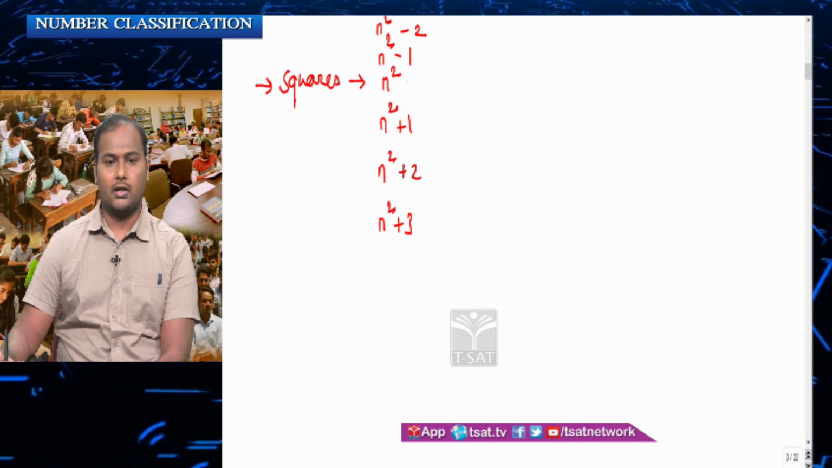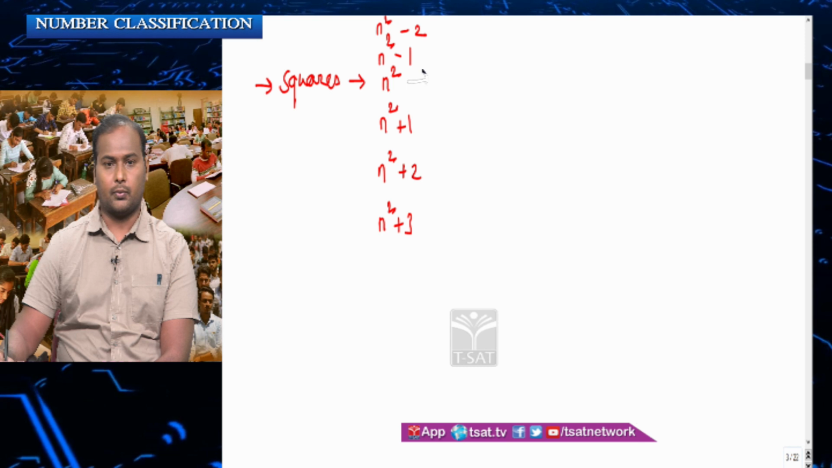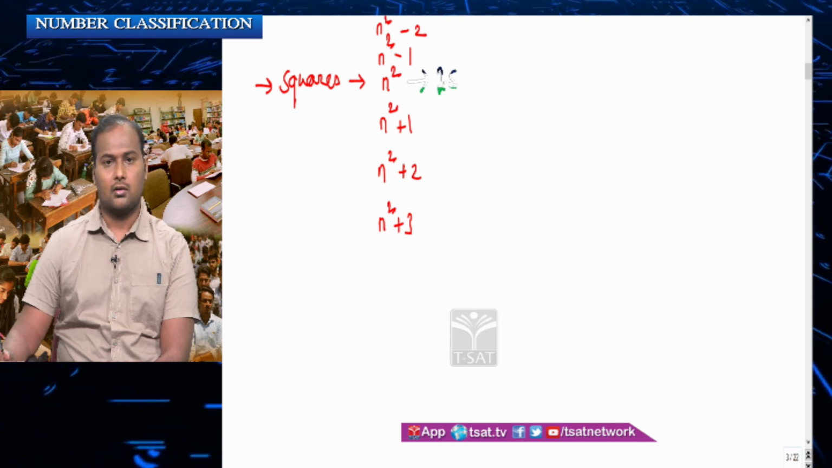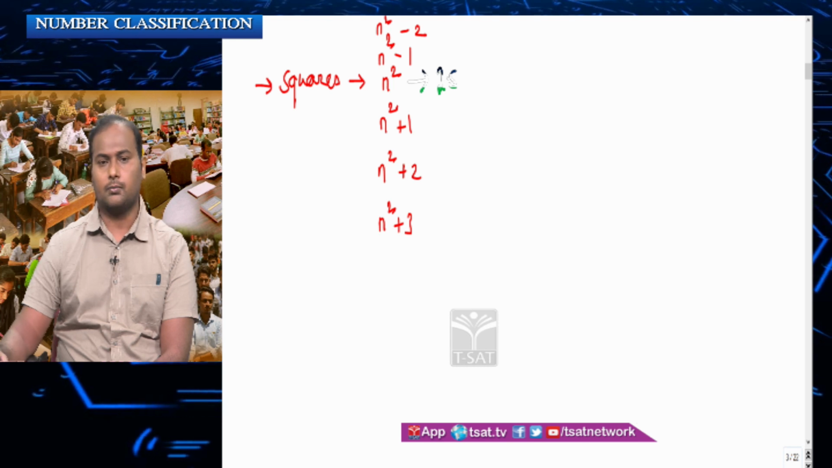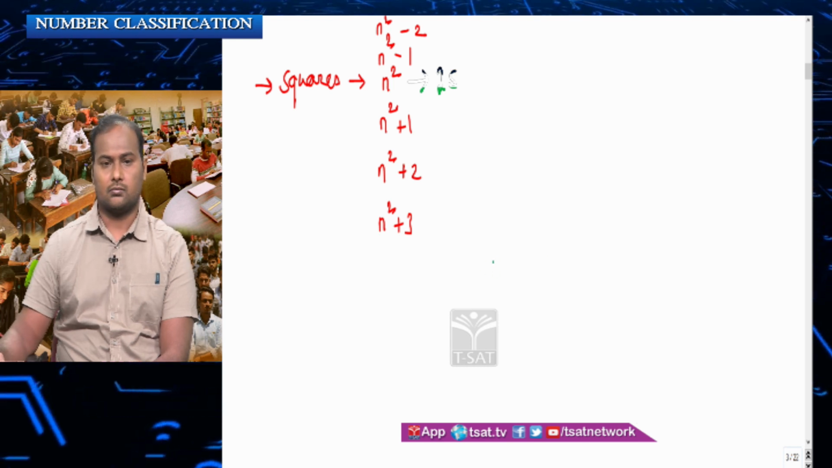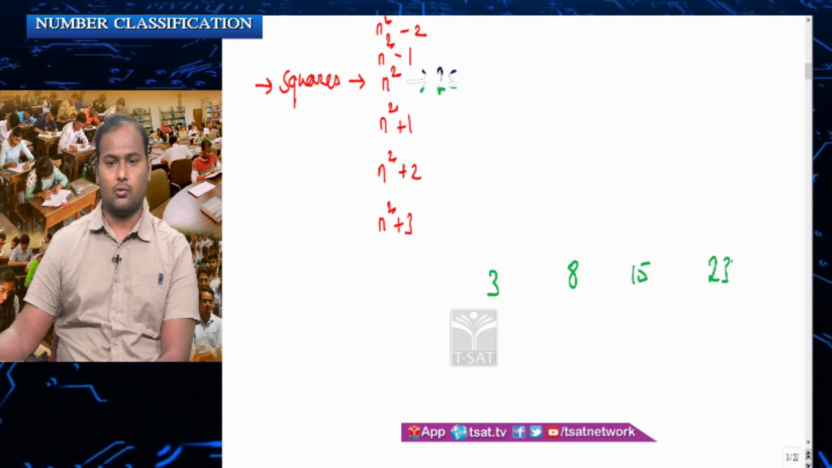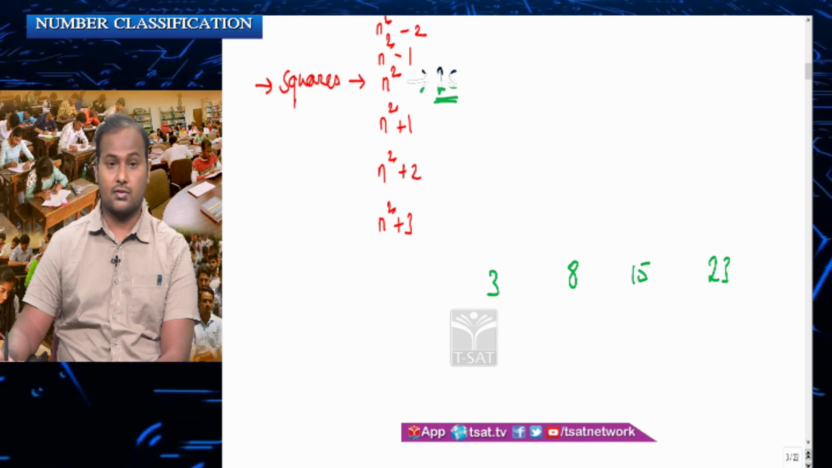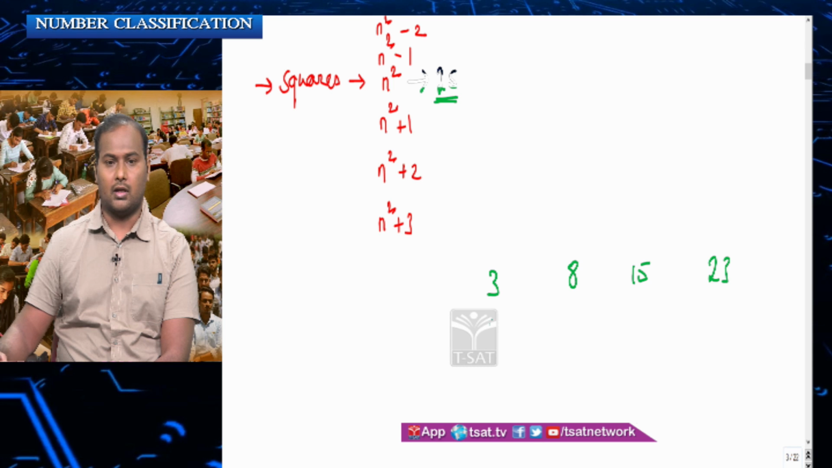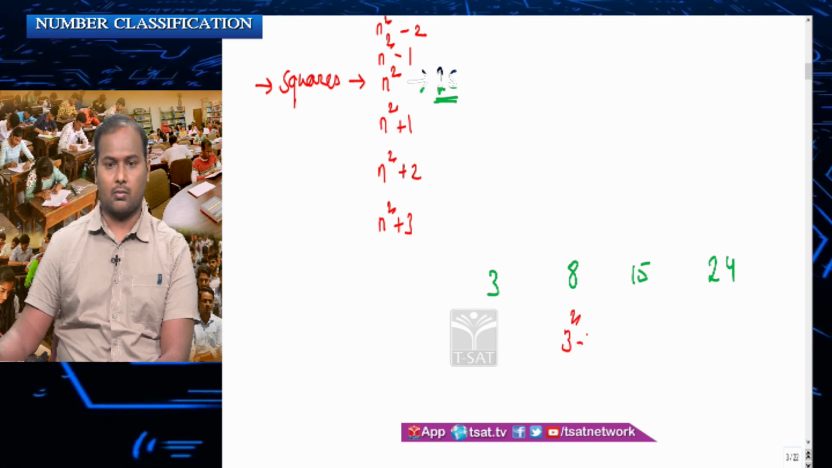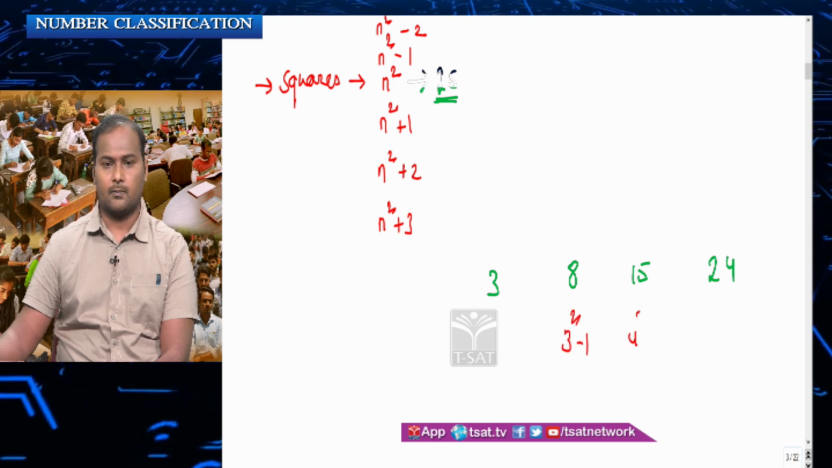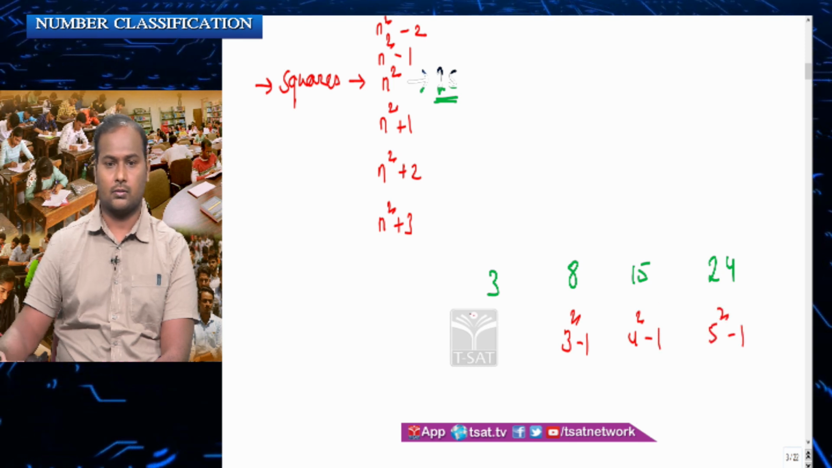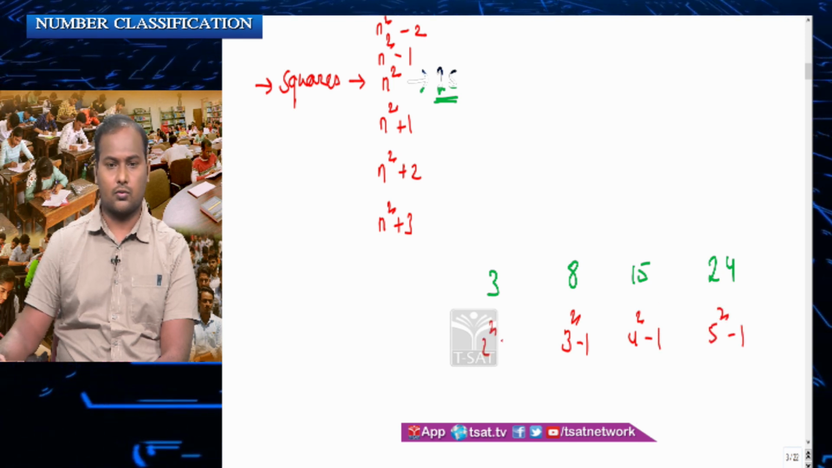One needs to know the squares up to 25 at least, then the values near squares also. For example, the question may appear like this. How will you classify it? The moment you see this, after remembering the values of n square and the values near n square, directly I can say 3 square minus 1. This will be 4 square minus 1. This is 5 square minus 1. Here you can also write 2 square minus 1.